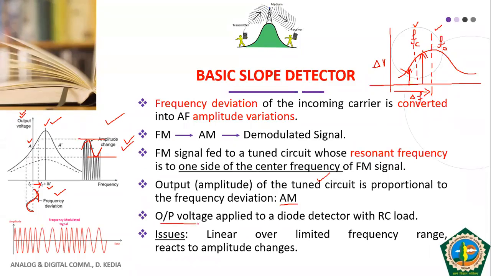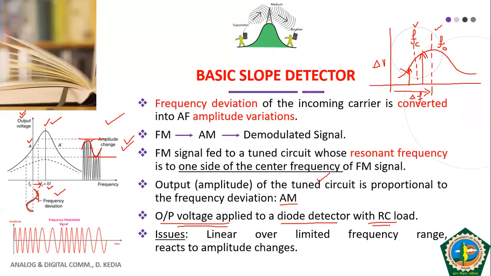So your output voltage, which is nothing but your AM envelope signal, can be applied to a diode detector along with RC, and we get the demodulated signal back. Fine. So this is the main concept of my slope detector. I hope all of you have understood, and you must have found this very interesting, how we have utilized the concept of a filter in demodulating our FM signal, and how we have detected the slope.